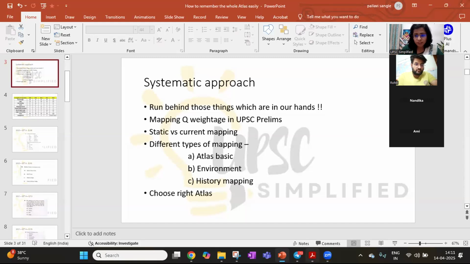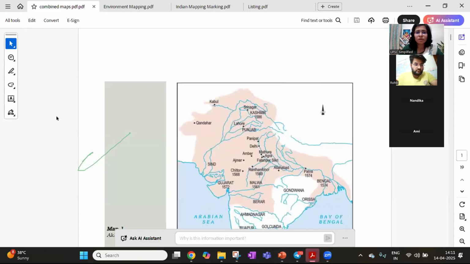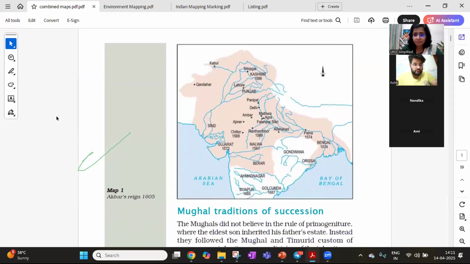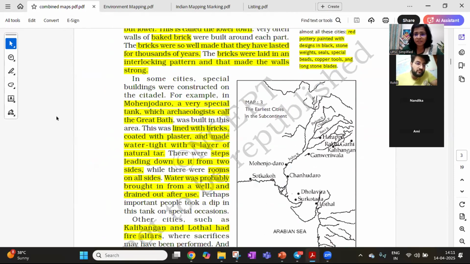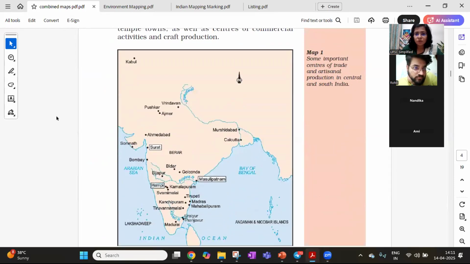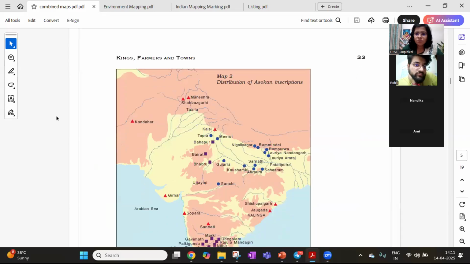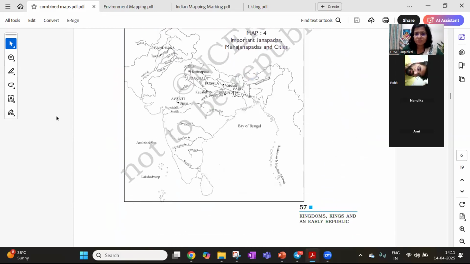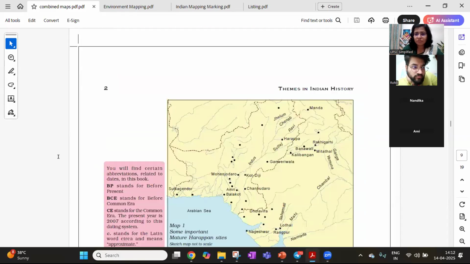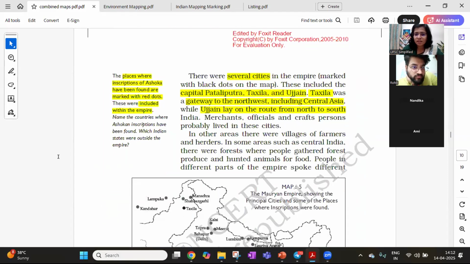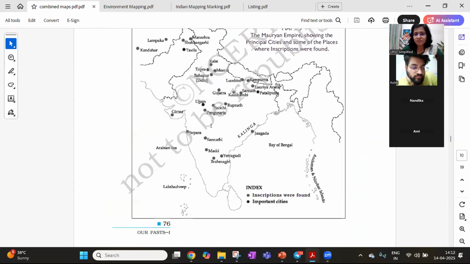For history mapping, I had extracted all the important pages from the NCERT. These are the maps, all available in the old NCERT and new NCERT. Just extract all these pages or crop the images, and you can club them at one place and keep on scanning them. This will yield some benefit. Harappan sites, Ashokan sites, they are asking, see this, Ashokan sites. So some questions will definitely come from this. So this is for history mapping, and that is for environment mapping.